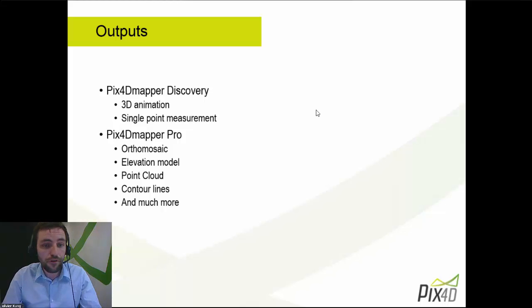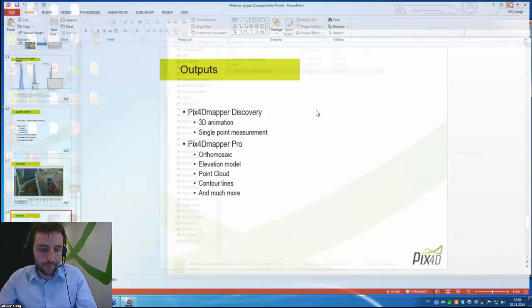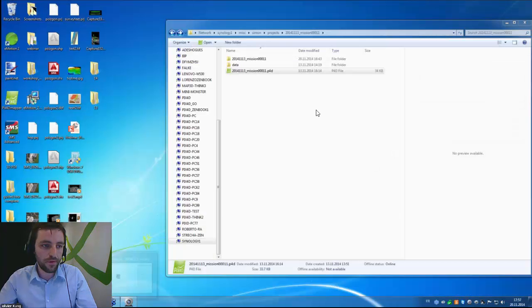If you want to go further and you need to do more things with the software, then basically you can at any time rent or buy Pix4D Mapper Pro. And with Pix4D Mapper Pro, you can generate automosaic, elevation model, point clouds, contour lines, and much, much more. Volumetric measurements, distance, you can export all the measurements you did and so on. So let's go quickly for a few examples.